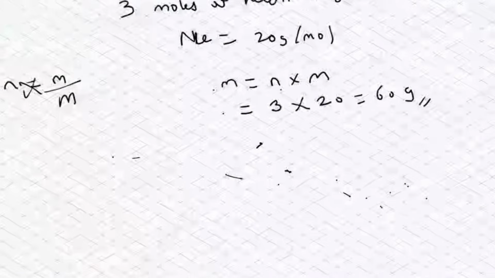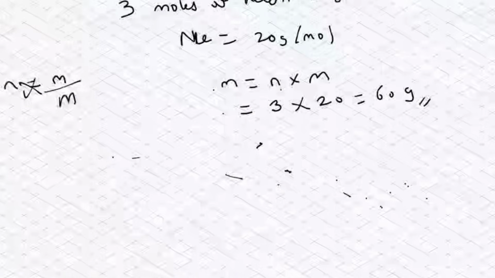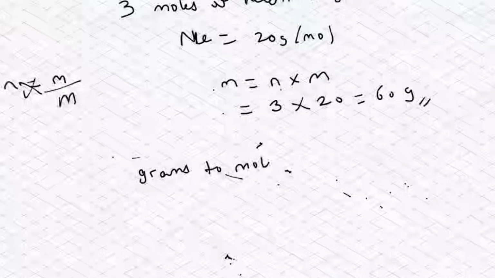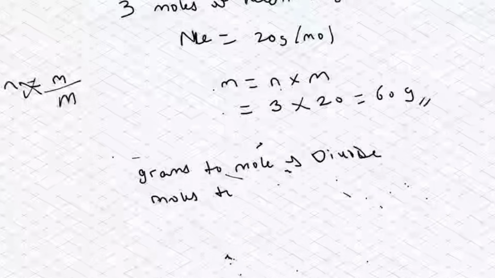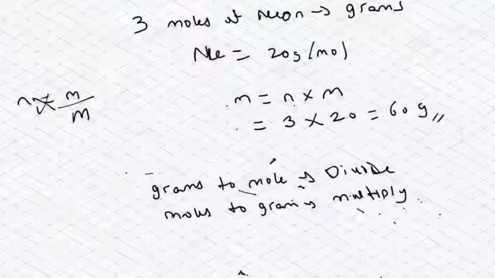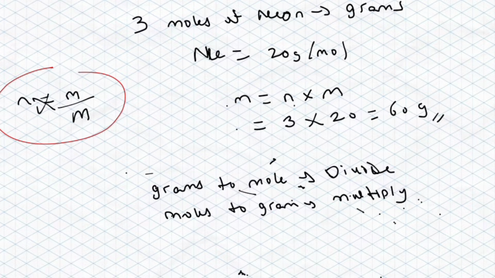So the same thing I explained to you guys when we were doing mole to particles. Note that when you are going from grams to moles, you divide. When you are going from moles to grams, you multiply. So if you are confused about how to use this formula, just know that from grams to moles, you divide most of the time, and from moles to grams, you multiply. Basically, that was the easiest way for you.